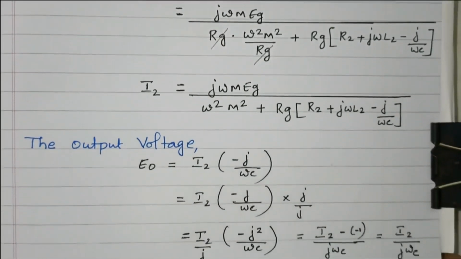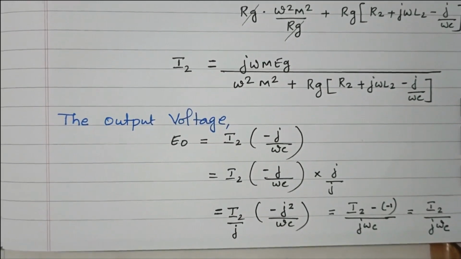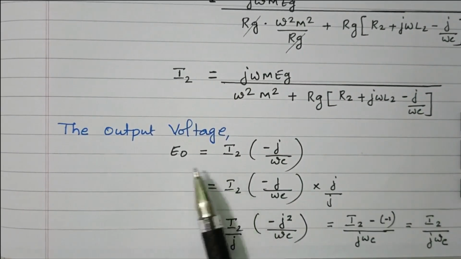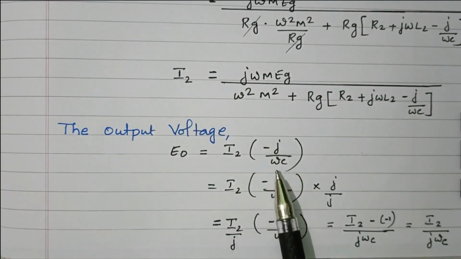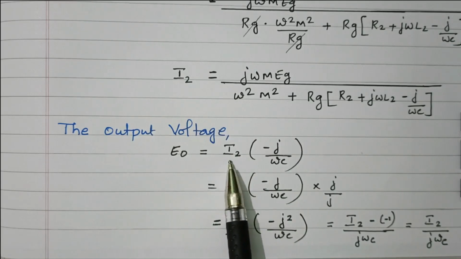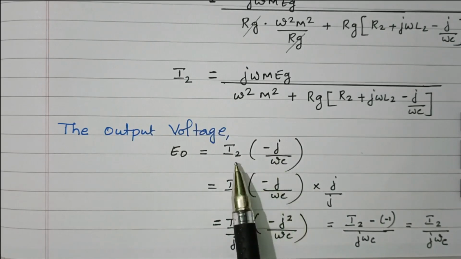Now we'll go for the output equation, the output voltage. The output voltage E naught equals I2 into minus j by omega C. This is nothing but the voltage across the capacitor. The current in the second coil is I2, and the drop is minus j by omega C. Now we substitute the value.